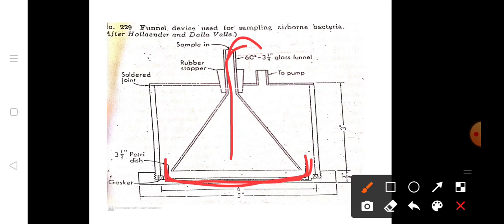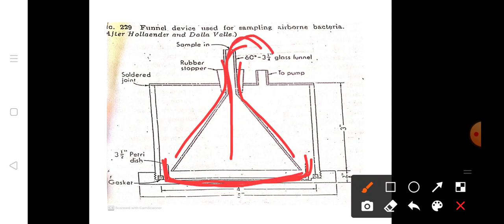So we can say that this method is a simple, portable and efficient method, with the testing carried out in one operation. This device is the Hollaender and Dalla Valle sampler, which is made up of brass. This entire container has an inverted funnel seated in such a way that it sits halfway over the Petri plate, and the Petri plate is placed into the lower portion of the container.